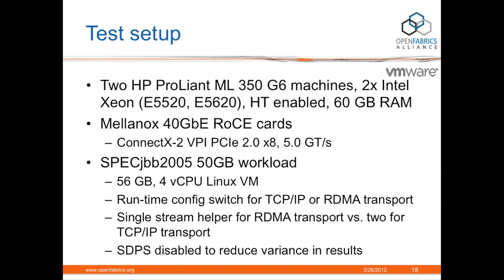It's a benchmark we like to use for measuring vMotion and a lot of other features because it dirties memory at a high rate. So depending on where in its phase of testing the benchmark it is, it may be dirtying more or less memory, and that leads to different usage patterns of the bandwidth. So we disabled SDPS just to get consistent results of TCP/IP versus RDMA.